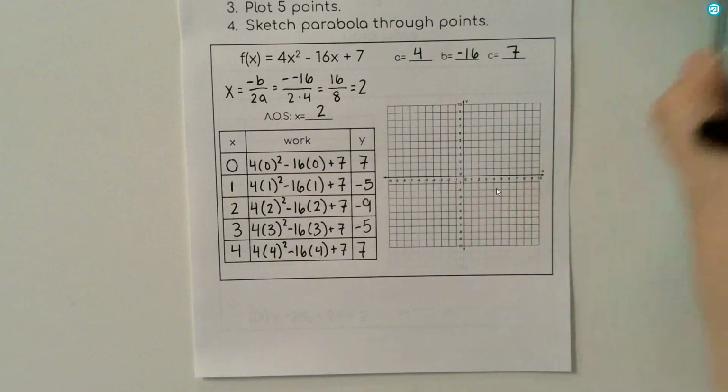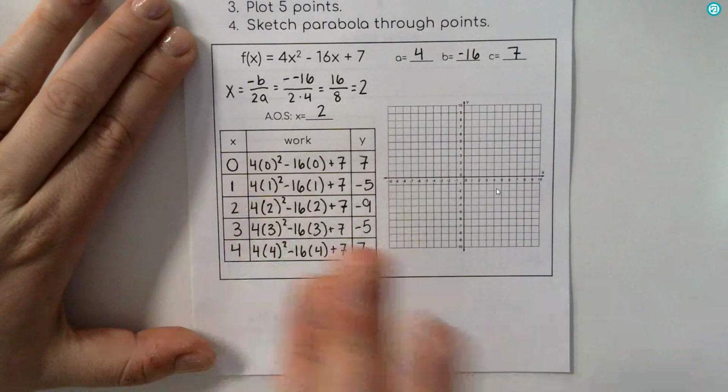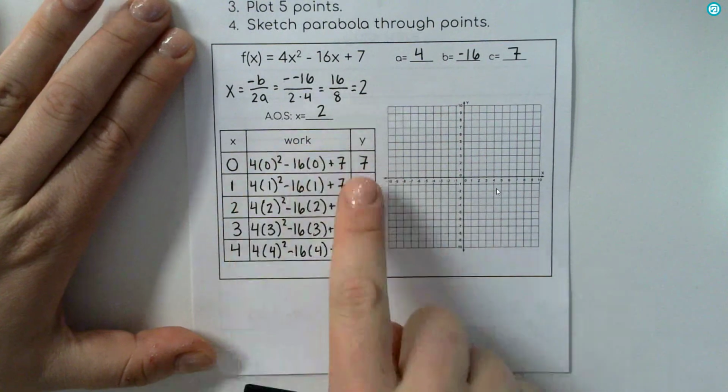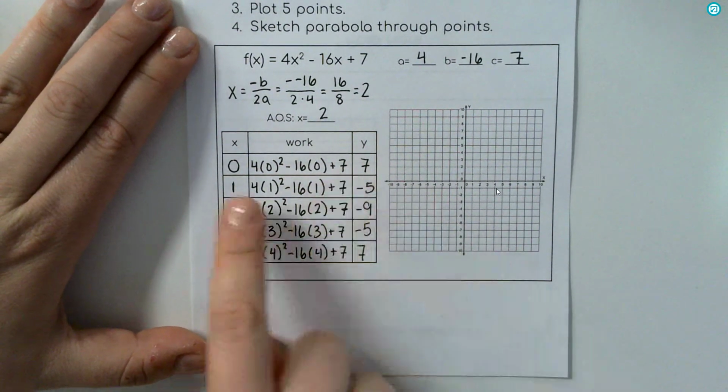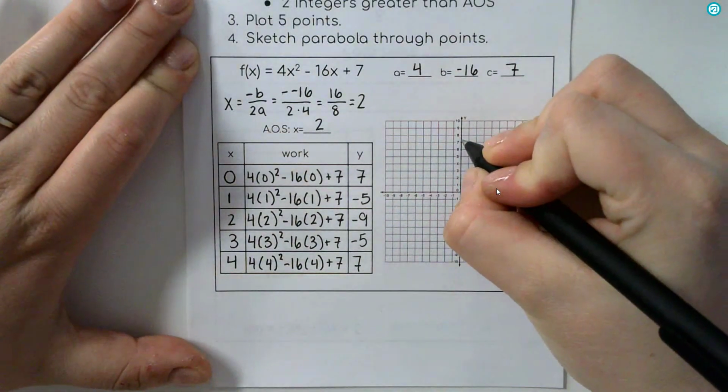All right, we're going to go ahead and graph these now. So these are ordered pairs. This is my X value. This was just me showing my work. This is my Y value. So I'm graphing 0, 7. So I go over 0, up 7.